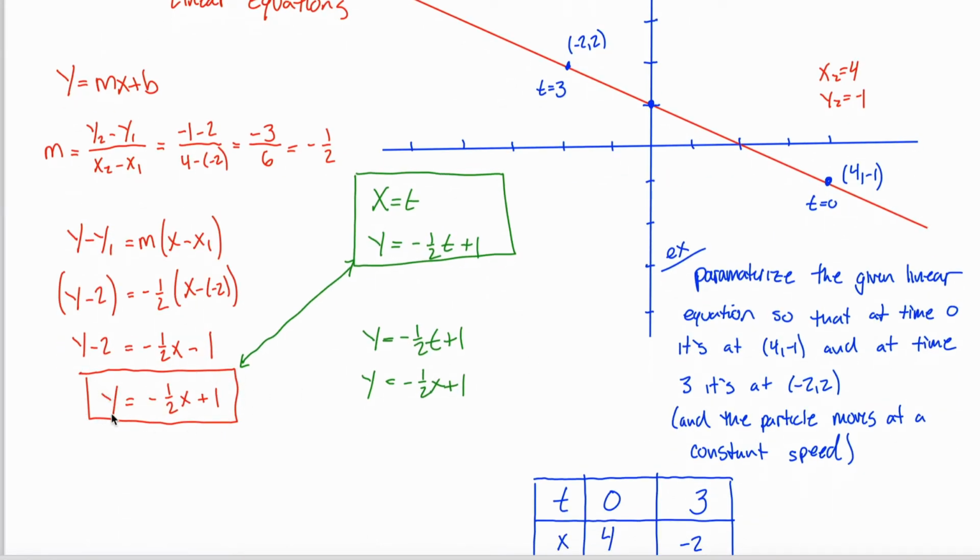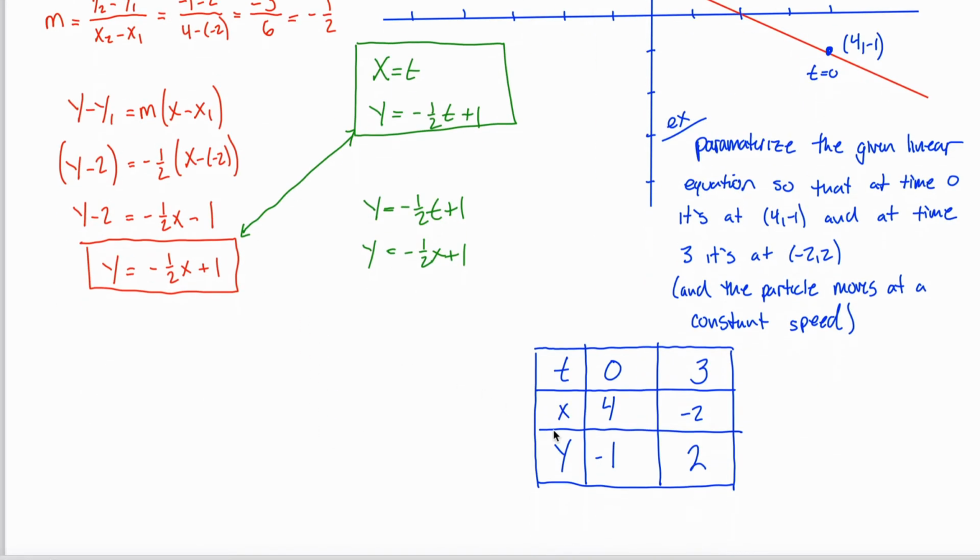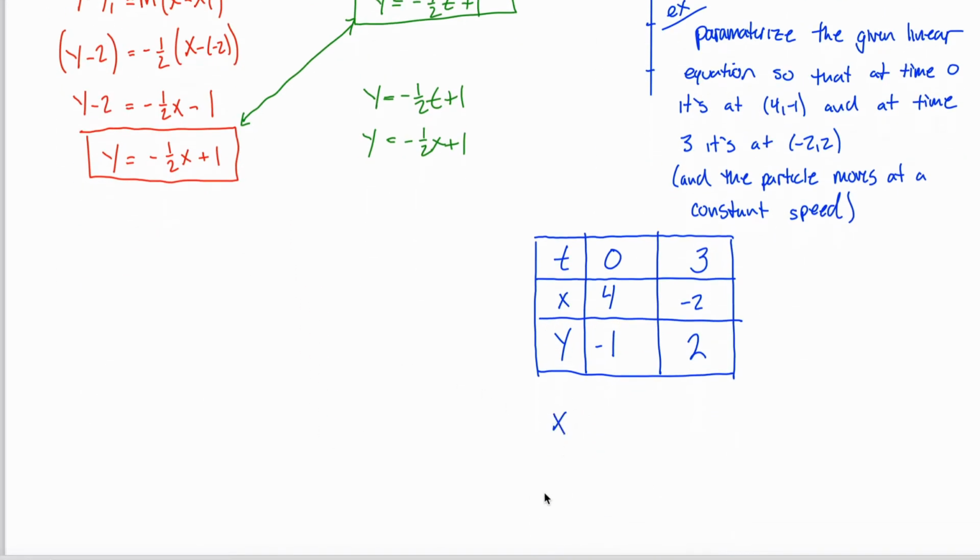Except we don't want to express y in terms of x. We want to express x in terms of t and y in terms of t. Sometimes you'll just see x equals, and sometimes they'll even specify that the variable that we want to write x in terms of is this letter t, and the variable we want to write y in terms of is the variable t. How do you do that?